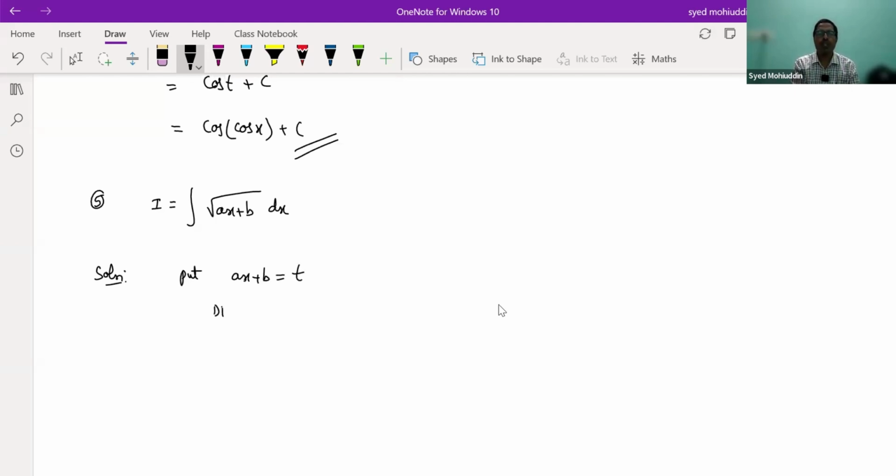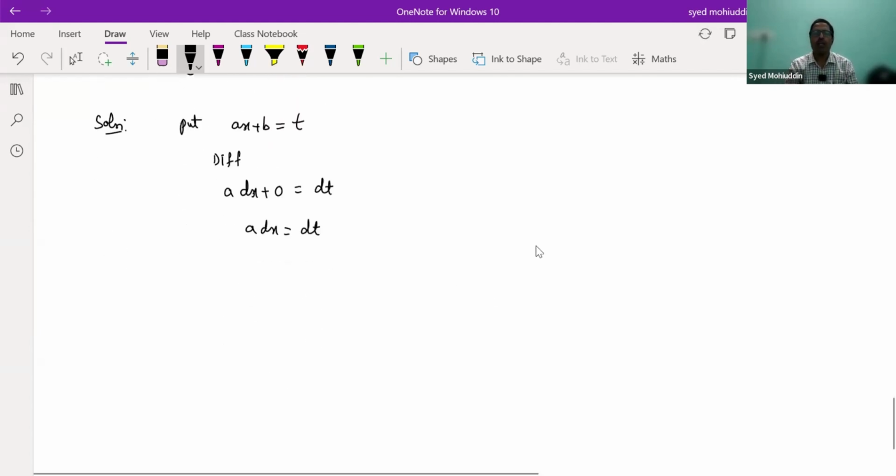So differentiate this one, a into, now x, when you're writing derivative of x, you just write it as dx. Plus b is a constant, constant derivative will be 0, is equal to derivative of t will be dt. But you don't have a into dx, you have only dx, therefore you have to get dx there. So you can rewrite this as a into dx, you can ignore that 0 and write it as dt. Or dx will be equal to, cross multiply, you'll be getting 1 by a into dt.